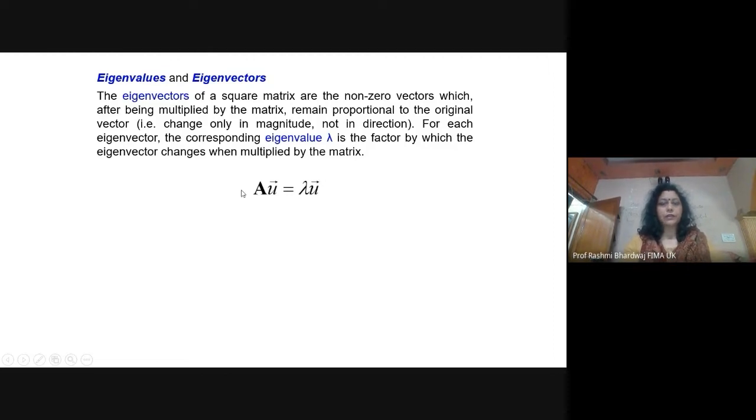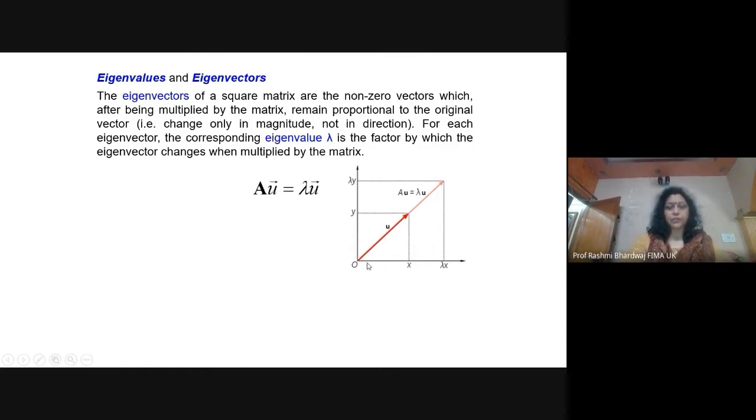So basically you have A u bar equals lambda u bar, where lambda is the eigenvalue and u bar is the eigenvector. So you see that this is some vector position, and this gives you how much change there is in the vector position when multiplied by lambda.